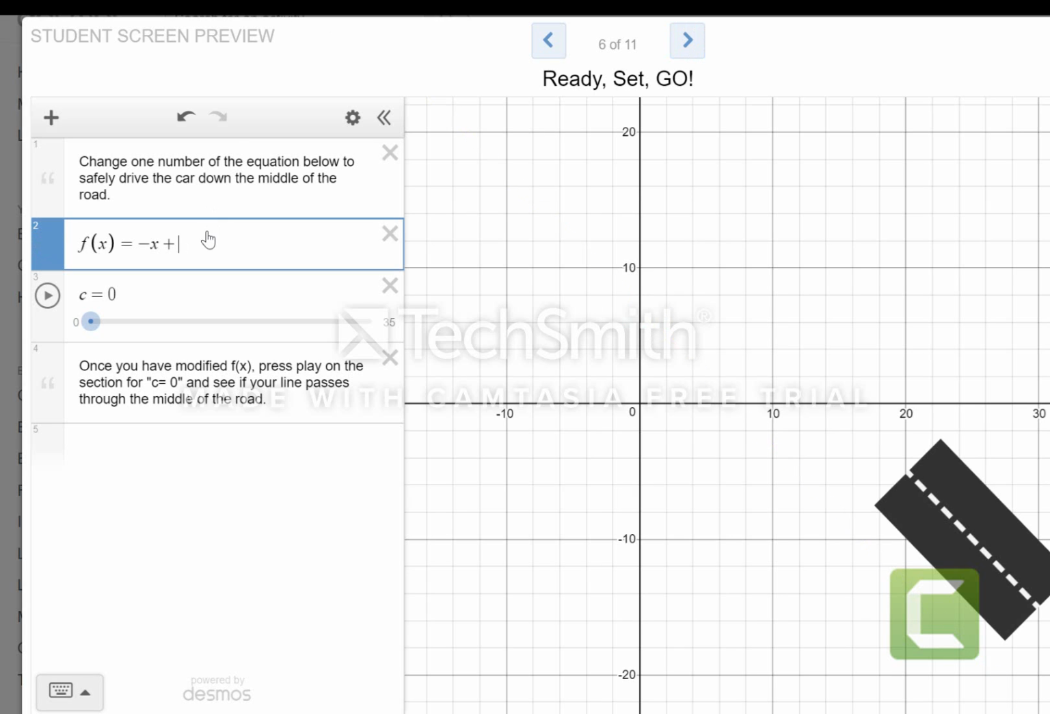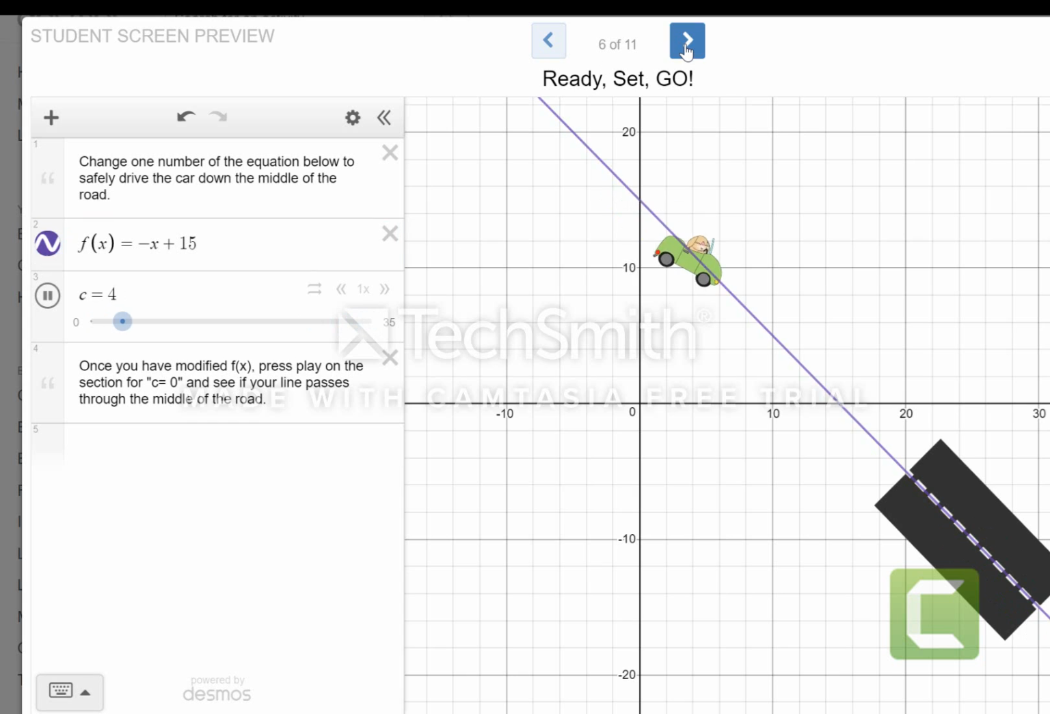For example, I can say negative x plus 10, and we see that it still doesn't cross the middle of the road. And then I can maybe say, you know what, it might be 15. And then I see that the line goes through it, so I play this and make sure that my car indeed goes through the middle of the road. So that is what they have to do for this activity.